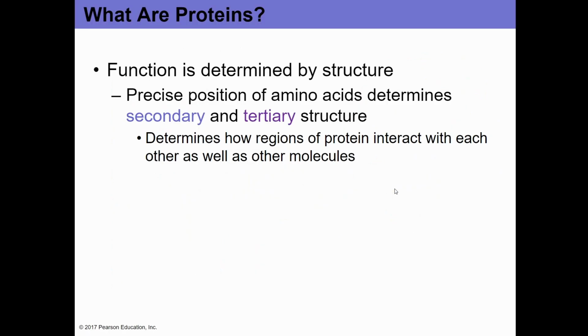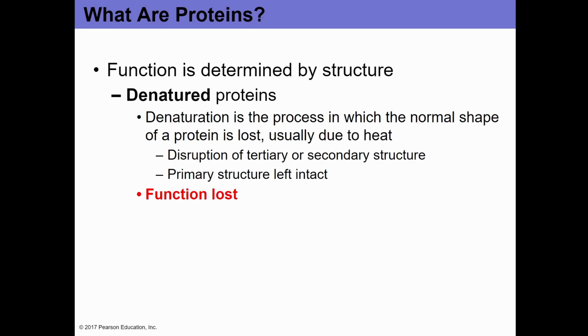Secondary and tertiary structure determine a lot about the function of a protein, but that precise positioning of an amino acid is pivotal to its function. It determines what regions interact with what, and denatured proteins have had their tertiary and secondary structures disrupted, and if that's permanent, even if only the primary structure is left intact, denaturation can cause functional loss of proteins.